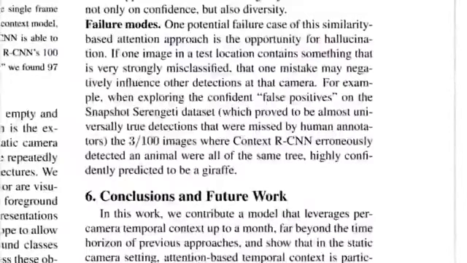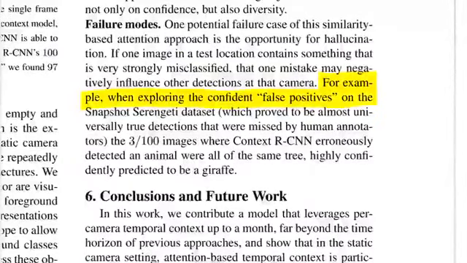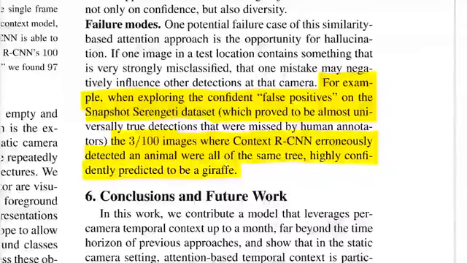And here you can see failure modes where they say, for example, when exploring the confident false positives on the Snapshot Serengeti dataset, yada yada yada, the 3 out of 100 images, so whatever was not human failure, where context RCNN erroneously detected an animal were all of the same tree, highly confidently predicted to be a giraffe. So this is a failure mode: when the model is highly confident, it might spill that over to other frames, because we now aggregate the information within the same camera across the frames. To be said, of course, their train test split is such that they have entirely different cameras in the testing data than in the training data, just so there is no information leakage.